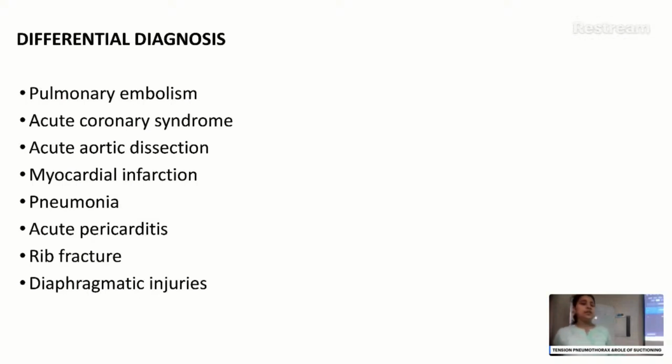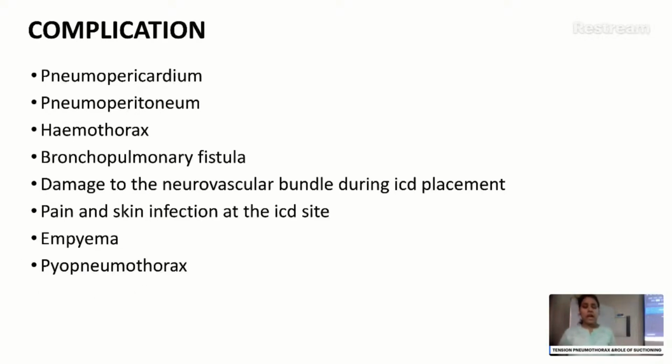Now, what are the differential diagnoses of tension pneumothorax? Pulmonary embolism, acute coronary syndrome, aortic dissection, myocardial infarction, pneumonia, pancreatitis, rib fractures, and diaphragmatic injury.